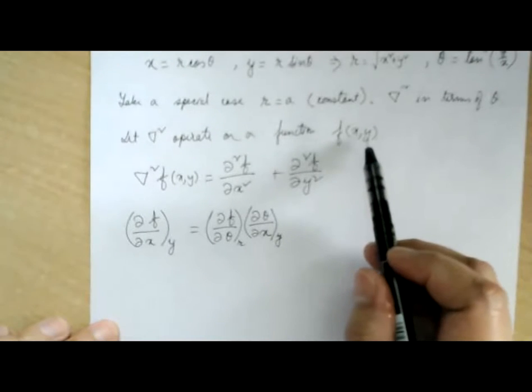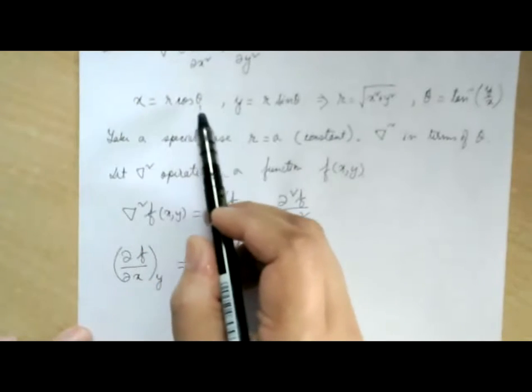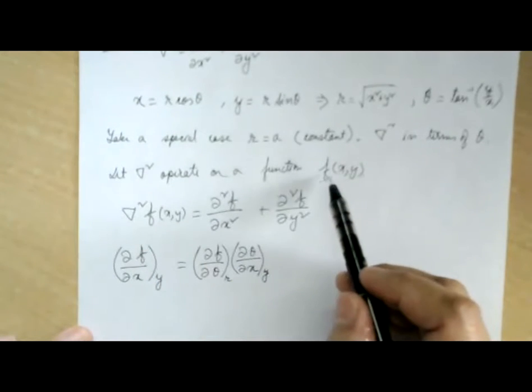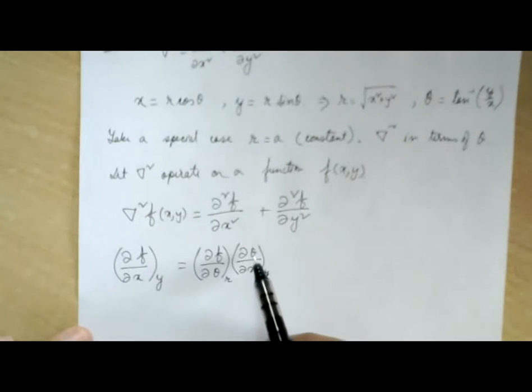f is a function of x and y, and then x and y are functions of r and theta. This means f is also a function of r and theta. So f can be differentiated with respect to theta. So let us calculate del theta by del x.